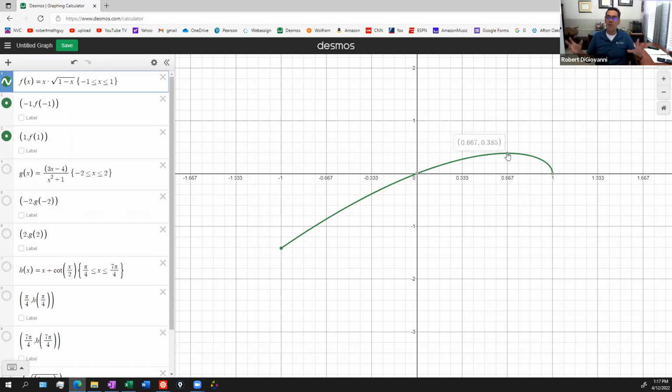All right, does everyone understand what we've done? We took a graph, we cut it off, looked at an interval, and found the highest and lowest points on that graph. Okay, I can proceed.